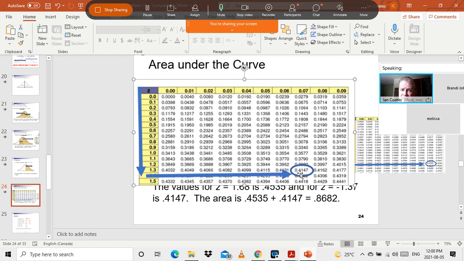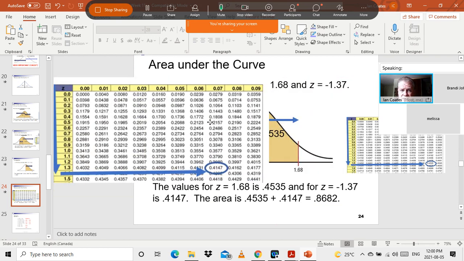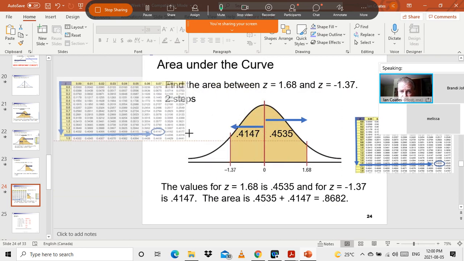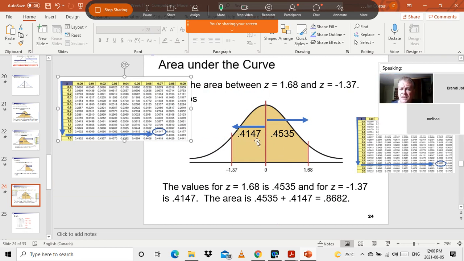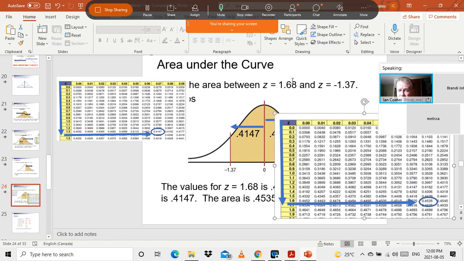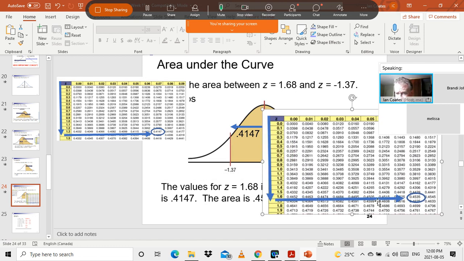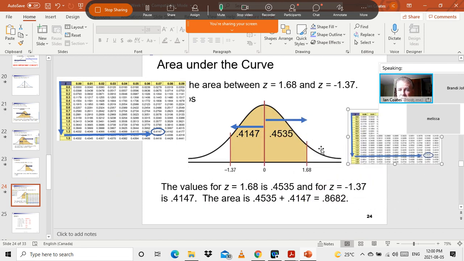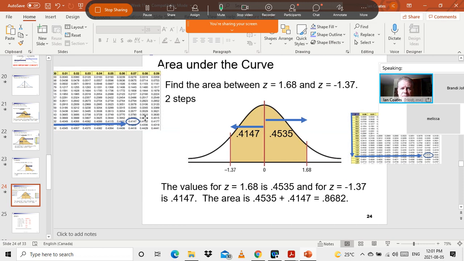So the left side of the table is 41.47%. The right side of the table there, what was that? Z is equal to 1.68. So 1.68, you got 45.35. So the probability for this side and the probability of this side total 86.82. Okay, that's how that one works. Try these out. You don't have to do them all. They become repetitious after a while. So have a look at these, practice these.